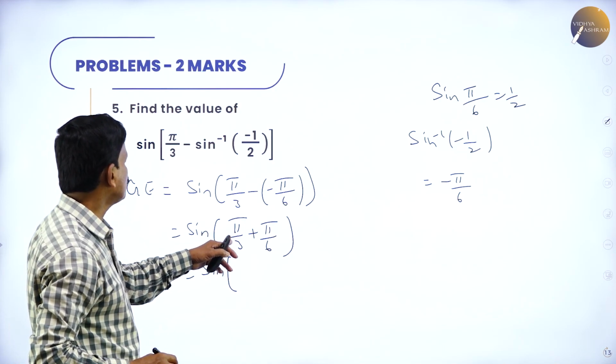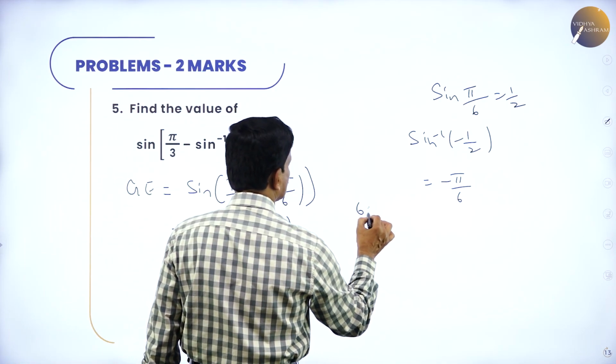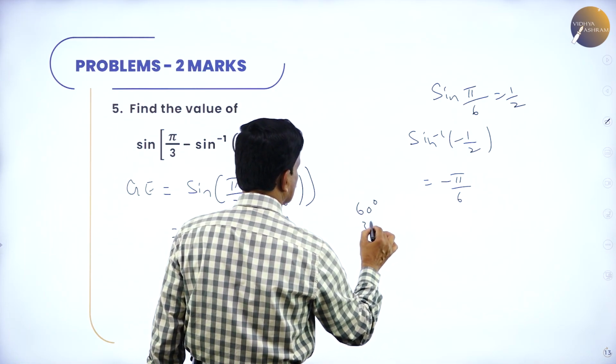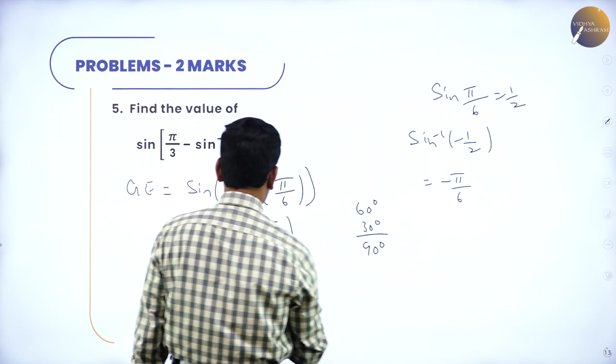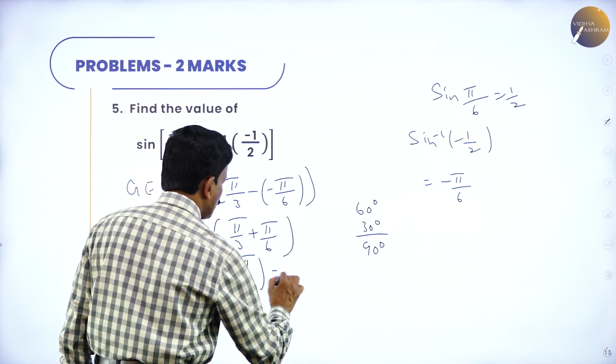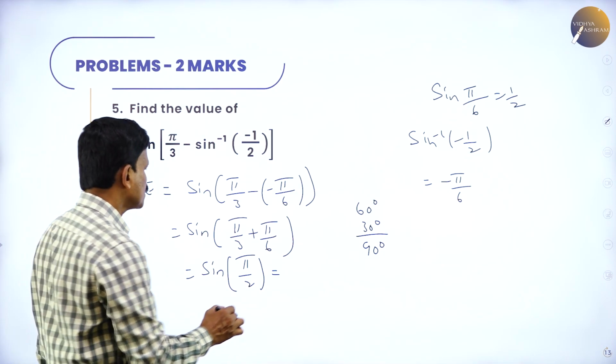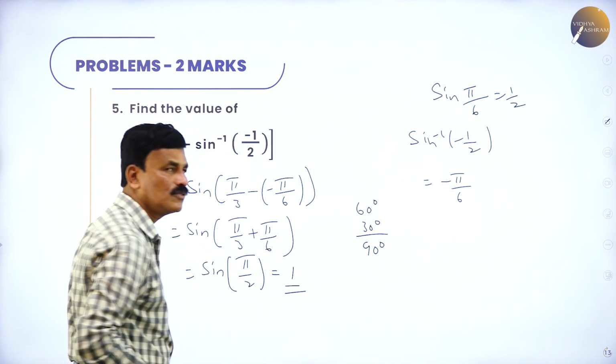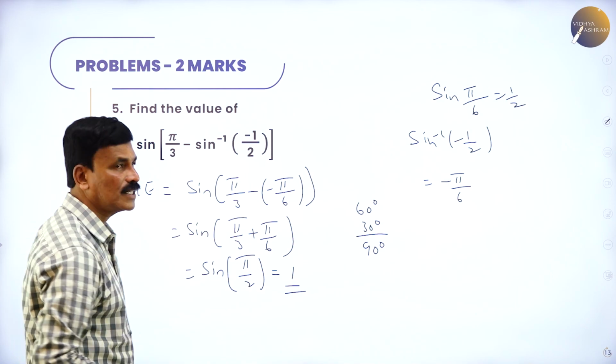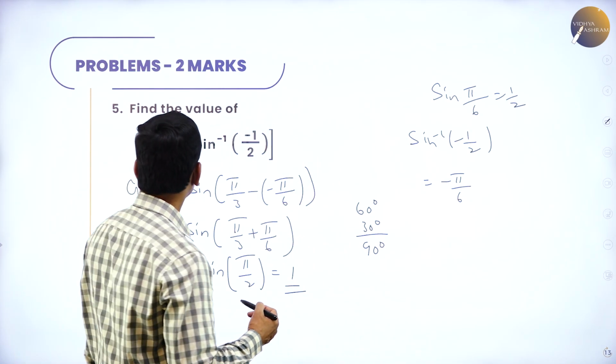That's equal to, what is pi by 3? Pi by 3 is nothing but 60 degrees. What is pi by 6? 30 degrees. That is nothing but 90 degrees. So, we can straight away write pi by 2. What is sine 90? Sine 90 is 1. That's it. The simplified answer is 1. Now, move on to the next problem.